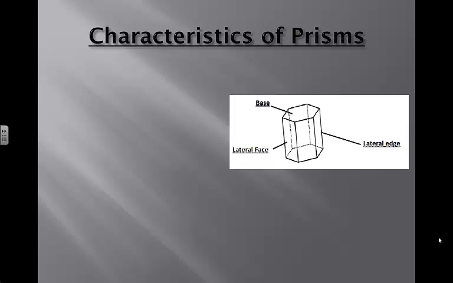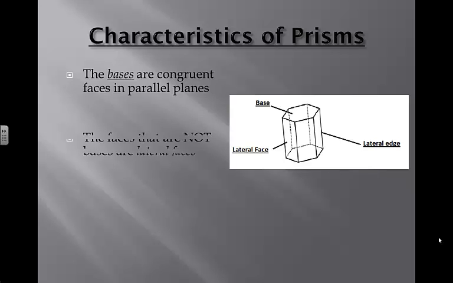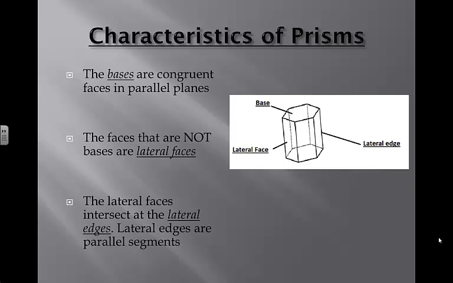So, characteristics of prisms. The bases are congruent faces in parallel planes. The most important thing here is that our bases are congruent faces. Then the faces that are not bases are lateral faces, which go around the outsides. The lateral faces intersect at the lateral edges, which are parallel segments. If you look at that example, you should be able to see the lateral face, the base, and the lateral edges.